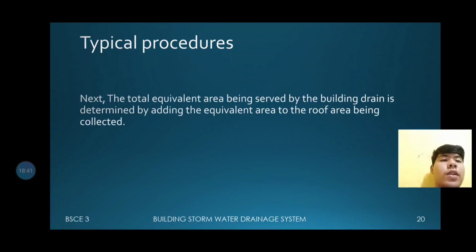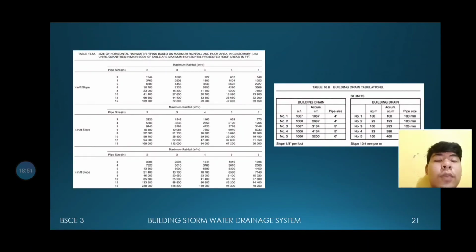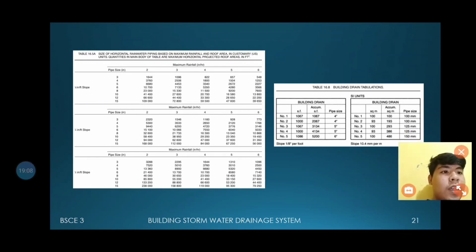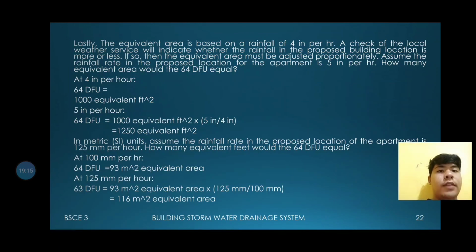Next, the total equivalent area being served by the building drain is determined by adding the equivalent area to the roof area being collected. So, muna siya tong table 16.5a. Kani pinakauna muna siya tong 1/8 inches per feet slope. Sa lalom niya is ang 1/4 inches feet slope. Then 1/2 tong sa tumoy. Tapos ari ang table 16.18 sa right side. Klaro ba?